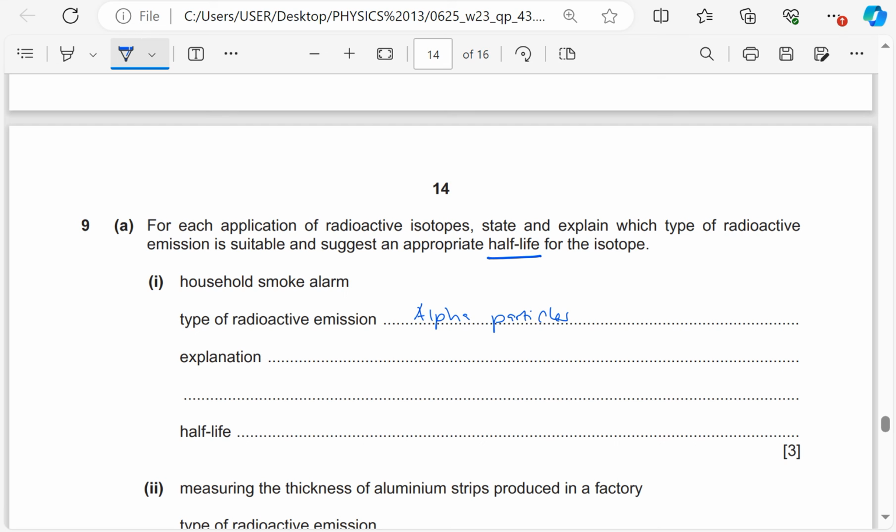So why are alpha particles used? Of course, these ones are highly ionizing, because the smoke alarm is going to rely on high ionization. Alpha particles have a charge of positive 2e, so they are highly ionizing and not very penetrating.